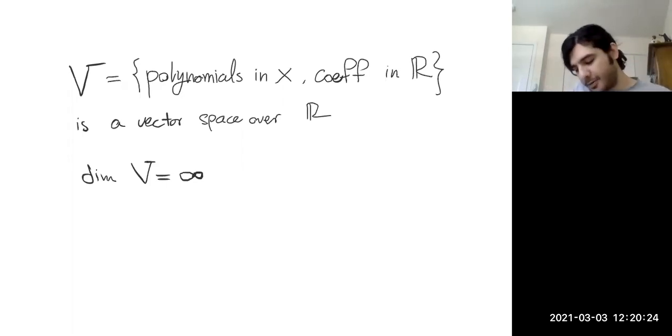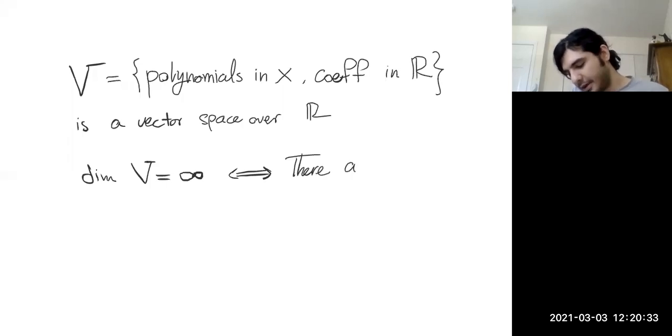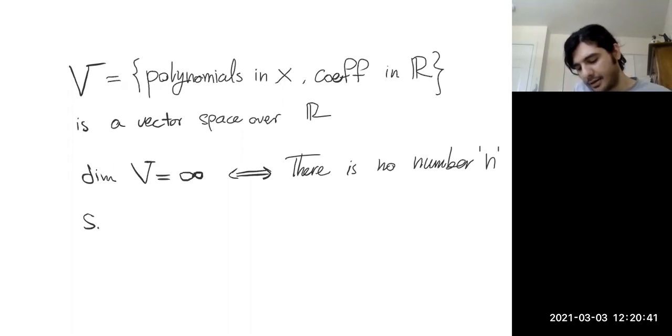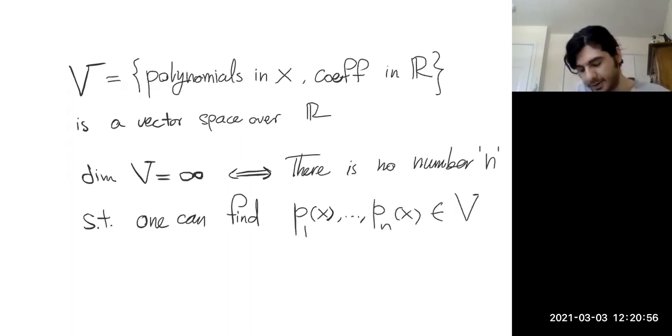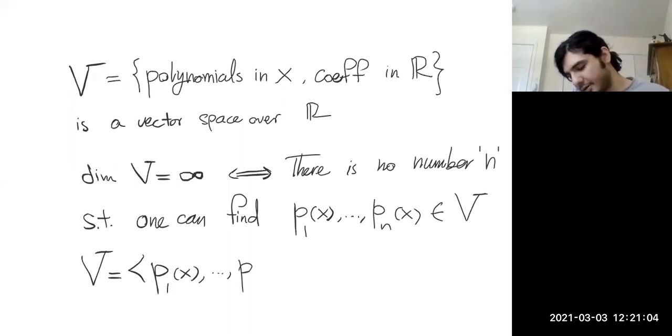So what does that mean? It means there is no natural number n such that one can find polynomials in this vector space V, like p1(x), that's the notation I use for polynomials, to pn(x), where any other polynomial can be written as their linear combination. This is not possible.